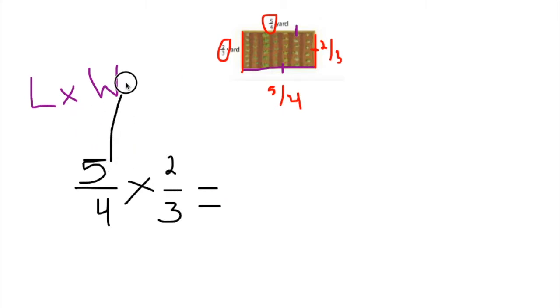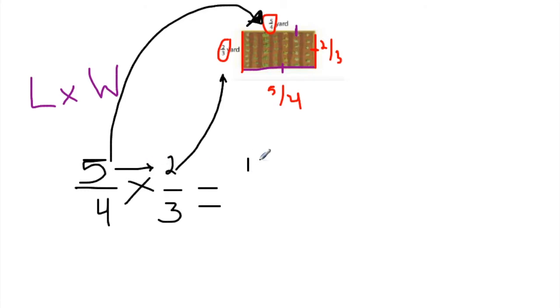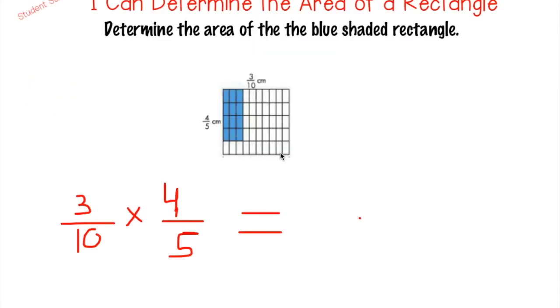So I got 5/4 from the length of the rectangle, and I got 2/3 from the width of the rectangle. So 5 times 2, I multiply across. 5 times 2 is 10. And 4 times 3 is 12. So right now I have 10/12 as my area. I'm going to put YD for yard. So I want you to try this problem on your own.